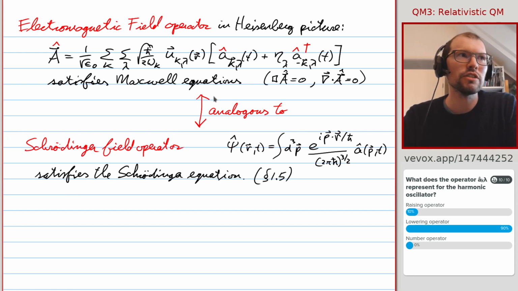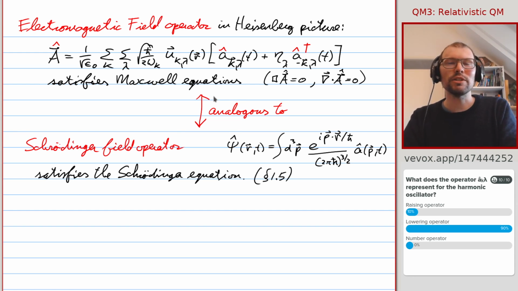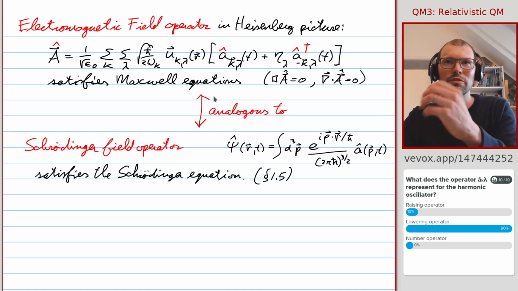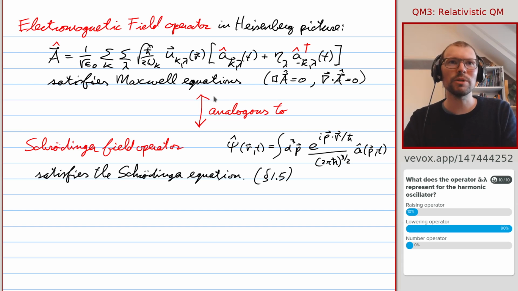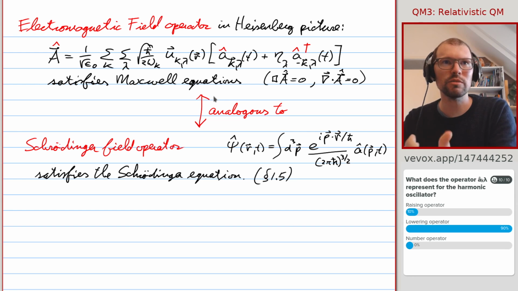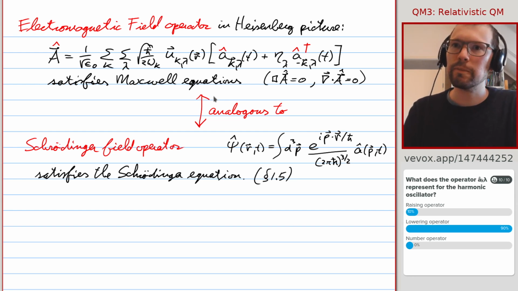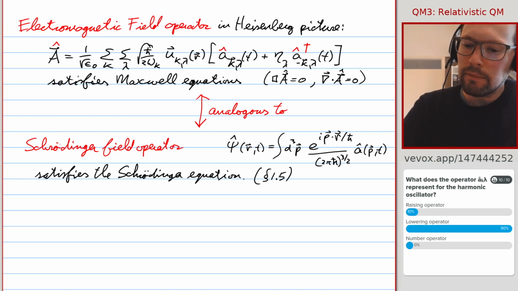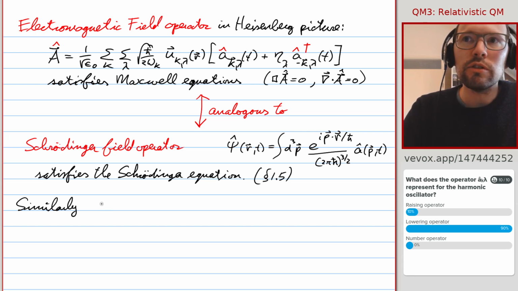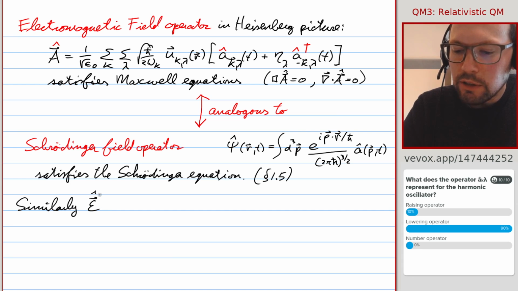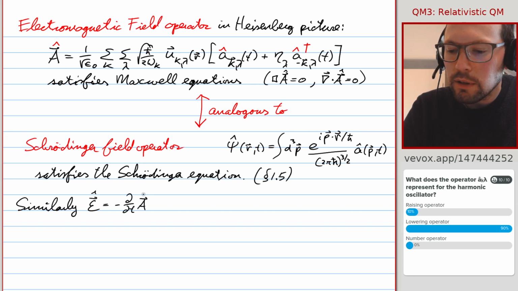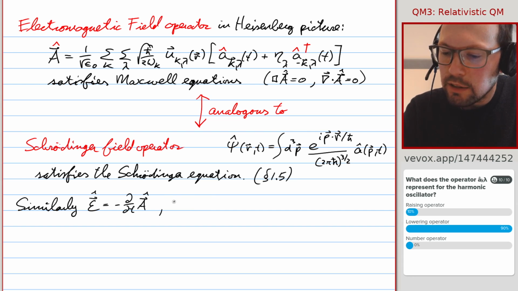So really the analogy is that instead of thinking of the Schrödinger equation as quantum mechanics, we think of the Schrödinger equation as a classical equation, and we really quantize the solutions of this equation. This is what we're doing in the electromagnetic case. So we can turn the vector potential into an operator, but similarly we also get operator versions of the electric field and the magnetic field, which in this case is simply given by the time derivative and the curl.